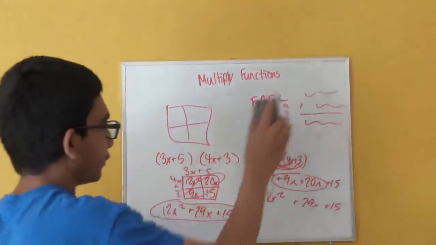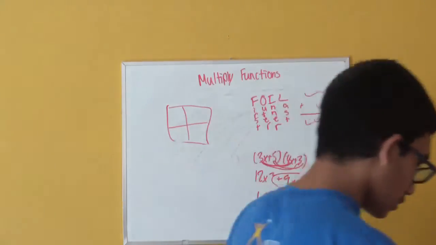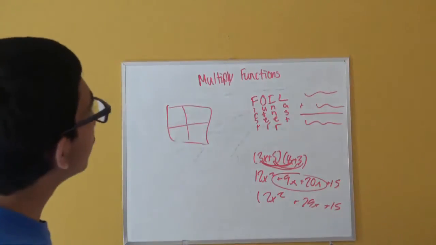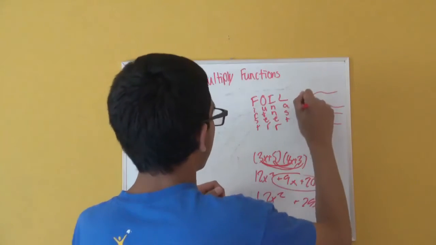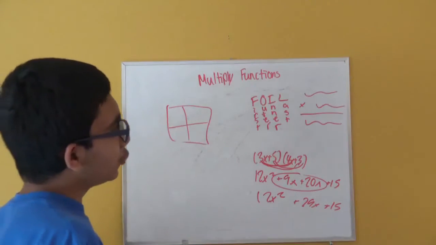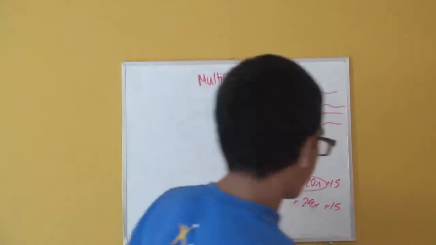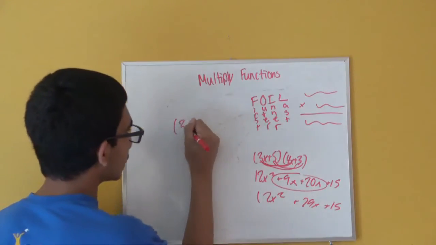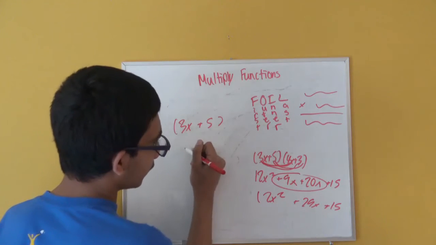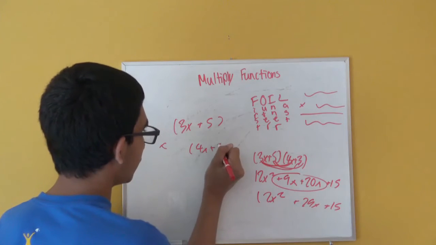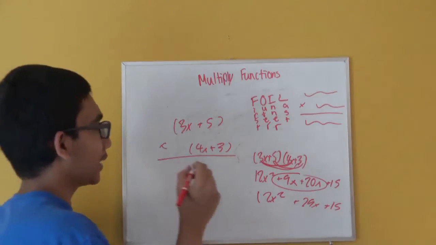Now for the final method, which is shown right there. This is basically when it's multiplying. It's when you basically do FOIL in a different way. So I'm gonna just do it where I put the box method. So 3x plus 5 times, and then the other two numbers, 4x plus 3. And you basically put it in the same, it's just like multiplying.